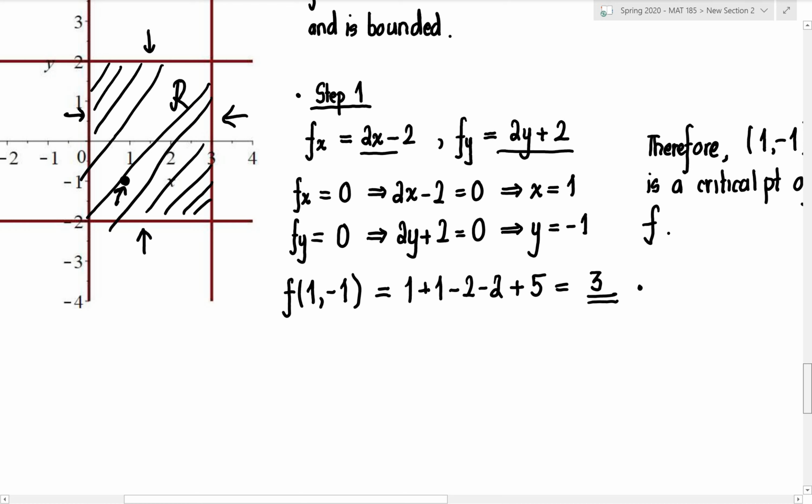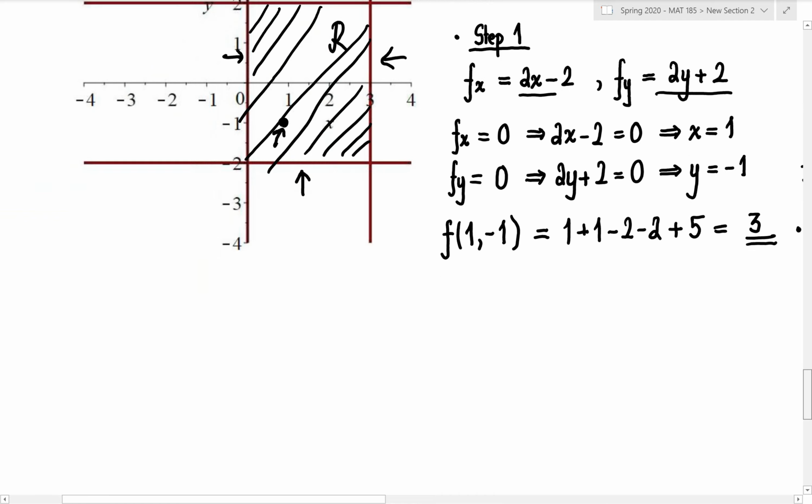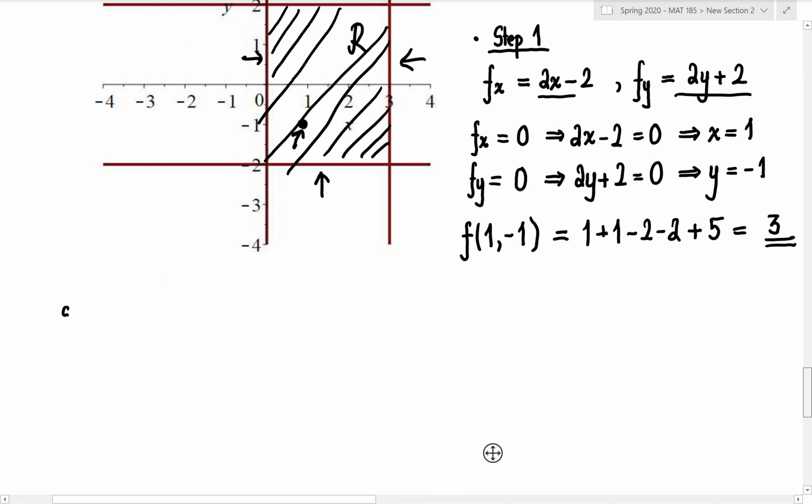So again, what we did in this portion is we found the critical points of our function and verified that they are indeed in that region. If one was not in the region, we would disregard it, and evaluate the function at the critical points that are in our region R. So that's step 1.